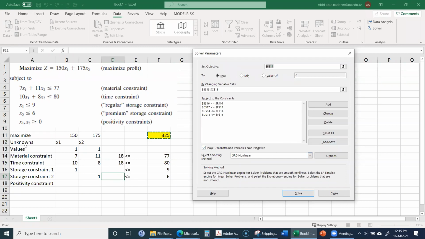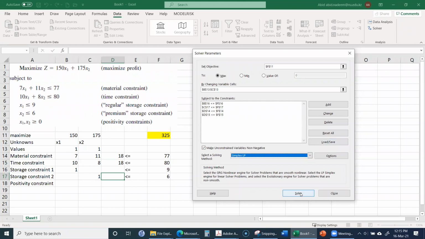And the fifth constraint, the positivity constraint, is selected by default by making these unconstrained variables non-negative, okay? These unconstrained variables are X1 and X2. They are non-negative, so we will be only looking at the positive values. And select a solving method. In this case, all the equations are linear, so we can conveniently use the simplex LP algorithm, the linear programming algorithm.